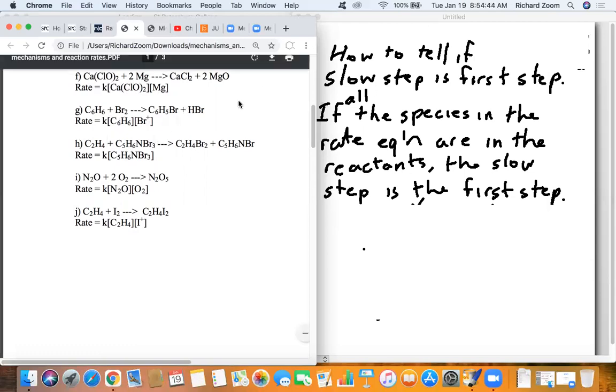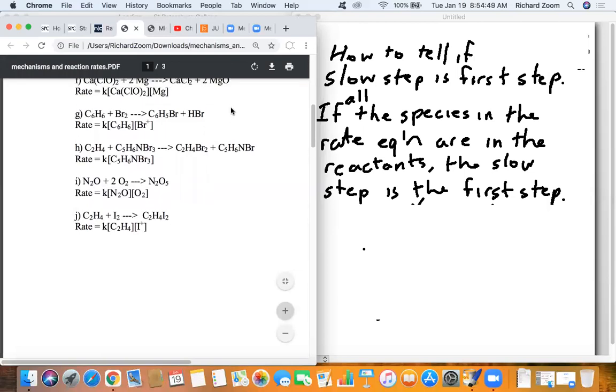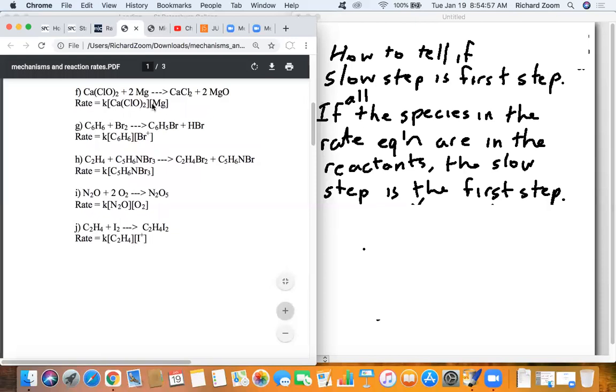Now take a look at G. Sorry, go on, Oliver? Okay, so the coefficient in front of the Mg, that doesn't matter. No, because if it was Mg squared, it'd be only one step anyway, which means this wouldn't even be a discussion. What we're trying to determine here is if something in the slow step has to be made from something else.